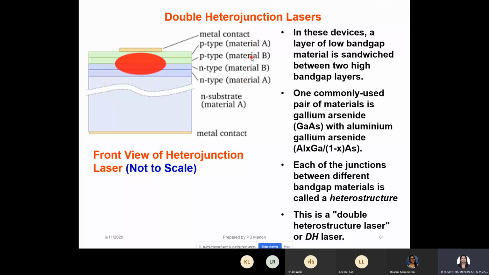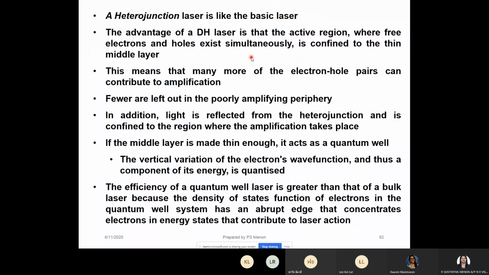So because you have material A and material B, it's like a basic laser, and the advantage is the active region where the free holes and electrons exist is confined to a very thin middle layer. So what does this mean? It means that more electron and hole pairs can recombine and contribute to photon production and amplification. So fewer are left out in the poorly amplifying periphery in the outskirts.